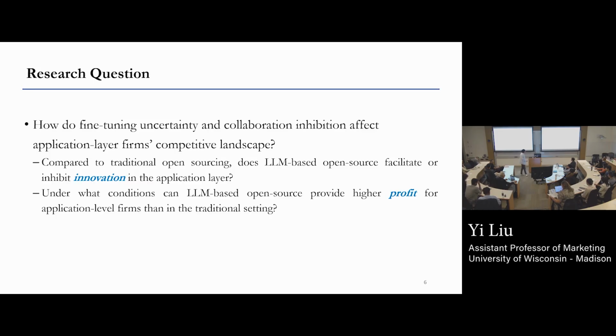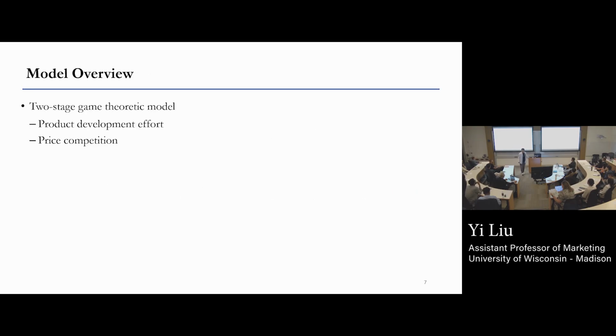Especially we want to see under what conditions this kind of LLM-based open source model can really provide higher profit for developers compared to the traditional age. So this is our model. We built a two-stage game theoretical model, with the first stage about product development effort. That's the effort stage, and then there's the pricing stage.